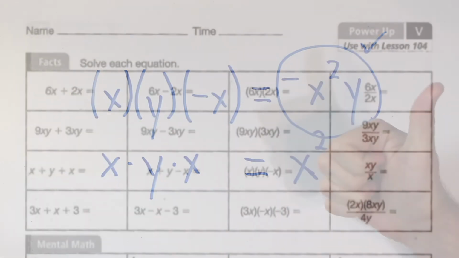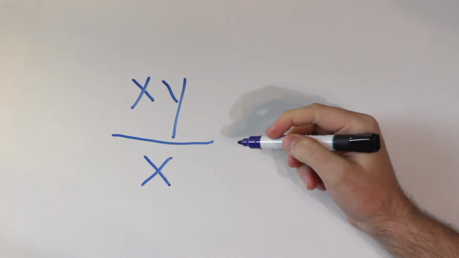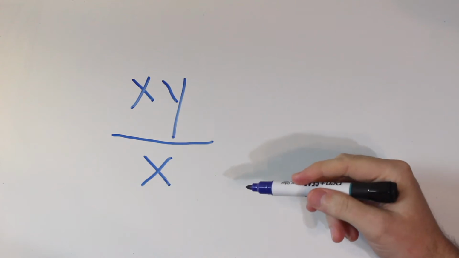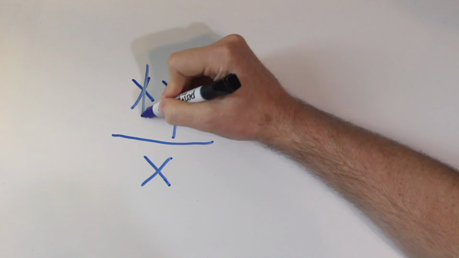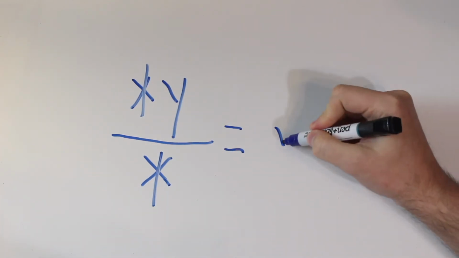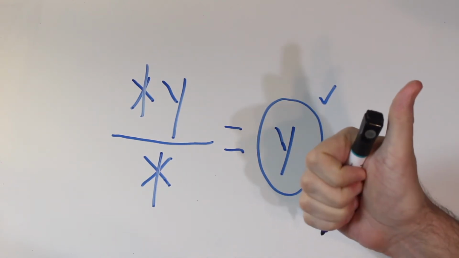Now, on to division. X times y over x. Hopefully you remember that, to solve this kind of problem, we can cancel. The x on top and the x on bottom cancel each other out. We're left with just the one y on top. So our answer is y. Way to go!